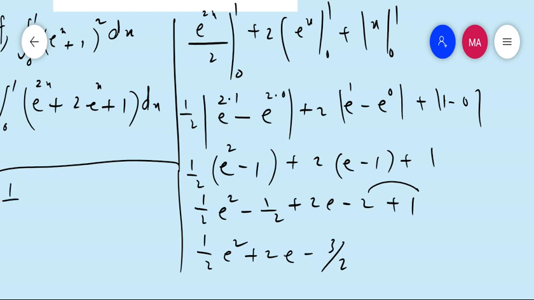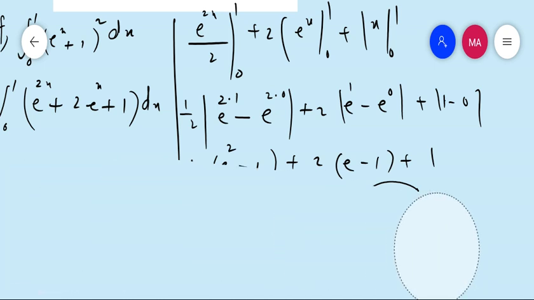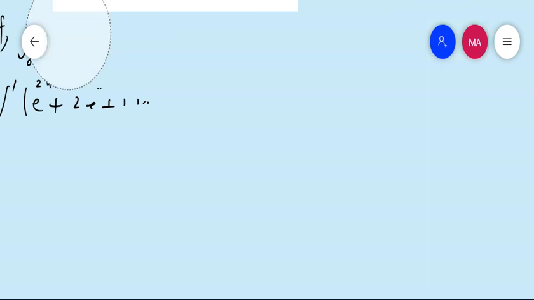If we take the common 1 upon 2 from all the terms, it will be e square, 2 cancel by 2, 2 2s are 4e, 2 cancel by 2 minus 3. This is the answer in your book. No need to make the answer exactly as in the book. Our purpose is integration, not making the answer in the book. But I always try to make the answer, because some students say, sir, you are doing wrong, answer is not matching. So keep in mind, our goal is to integrate, not make the answer in the book.